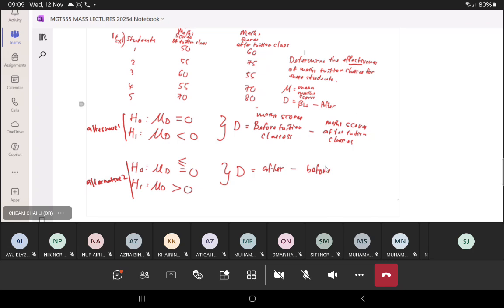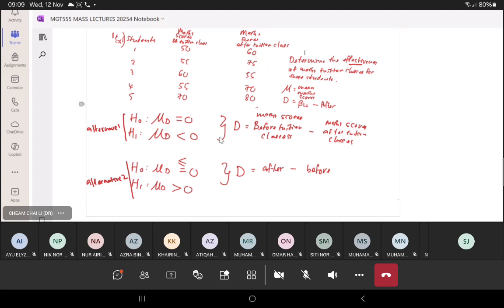Yeah. You can define the first alternative or the second alternative. Eventually you will get the same decision, right? If your analysis is correct, you'll get the same decision, right?